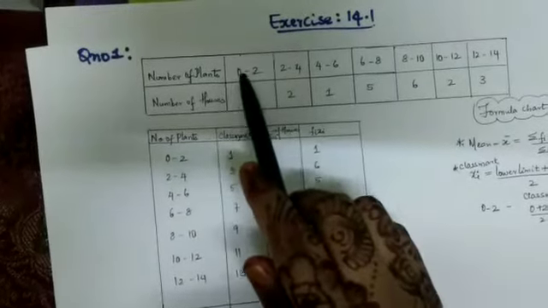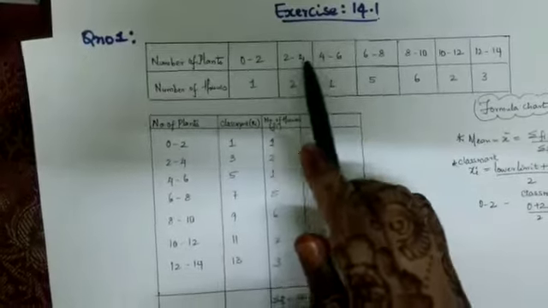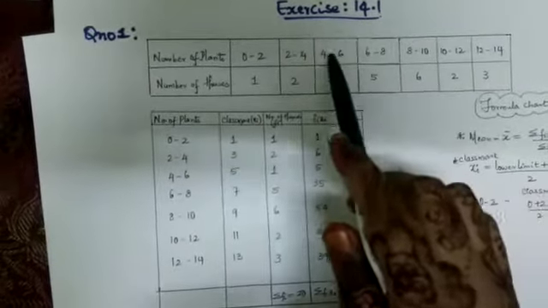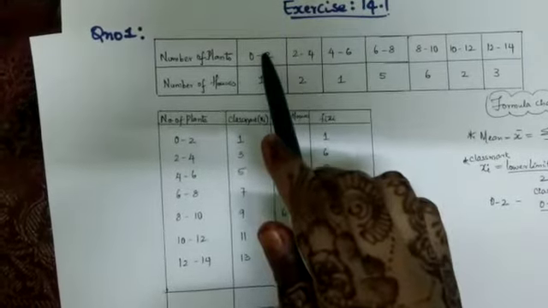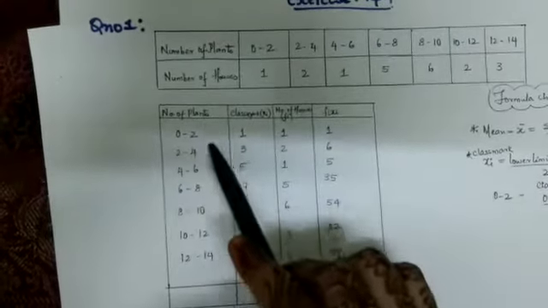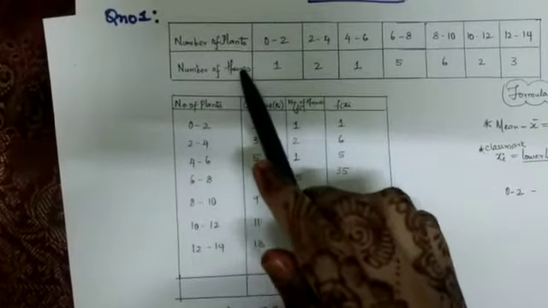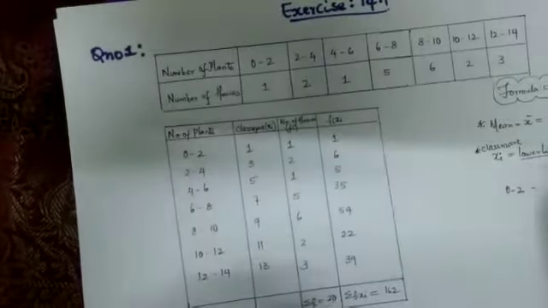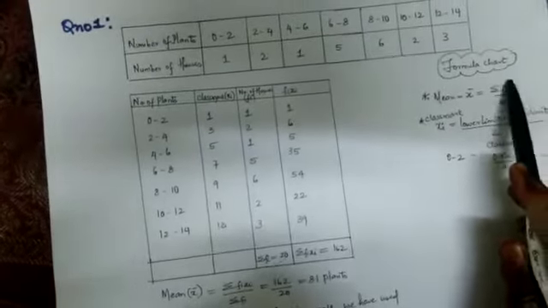The grouping is nothing but like 0 to 2. They are making a group here, 2 to 4, 4 to 6. So here they made groups, and I'll be showing you how to find the mean for grouped data. Same as before, the number of plants, the group, will be written here, and the number of houses, how many houses are having this. Always the second column will show you the frequency, and the top one will show you the class interval.